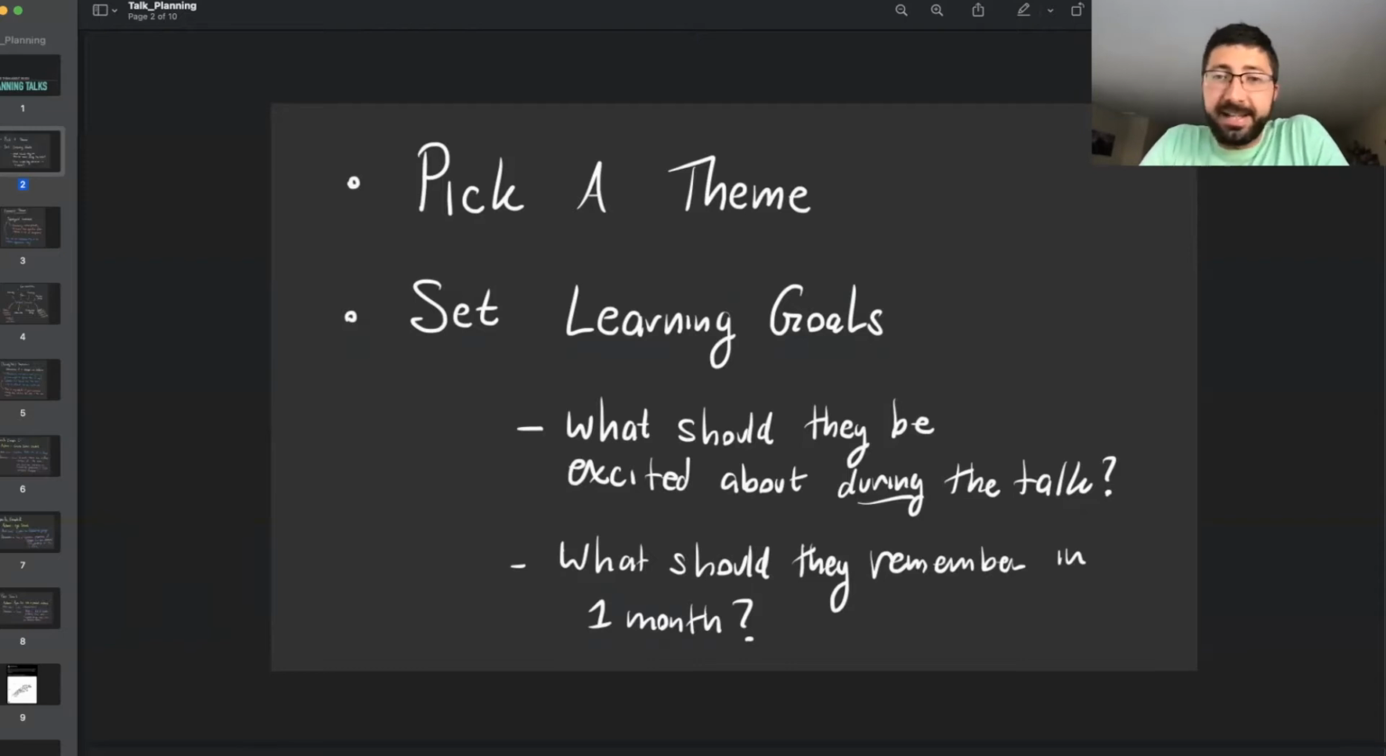And then separately, and in my mind, the most important part in planning these sorts of talks, is I want to figure out, what do I want them to remember in a month? It doesn't need to be a fact, but what do I want to come out of this talk? What do I want their experience to be when they think back on when they went to some math talk?